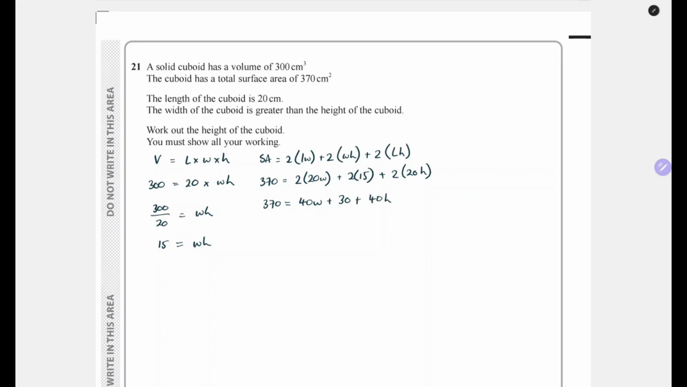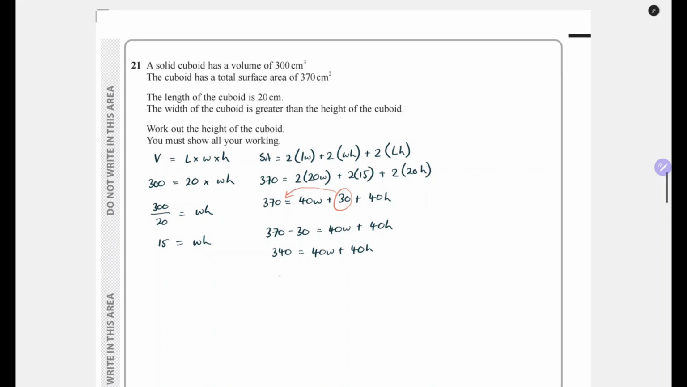We're going to take the 30 to the other side. So that becomes 370 minus 30 is equal to 40W plus 40H. That gives us 340, which is equal to 40W plus 40H. Now we can simplify all of this, and that will give us 17 is equal to 2W plus 2H. Well, if we take the other equation and rearrange to make either W or H, let's say W, we know that W is equal to 15 over H.